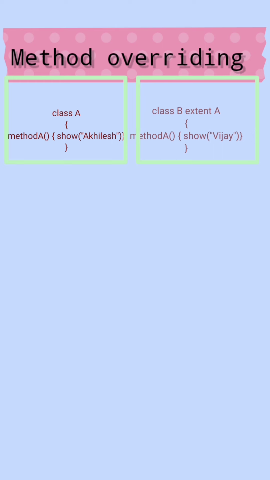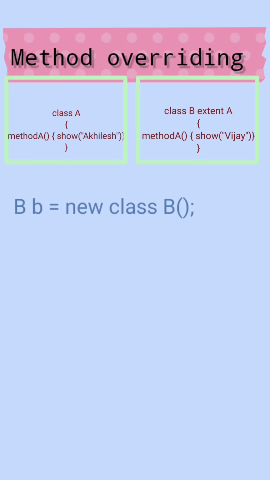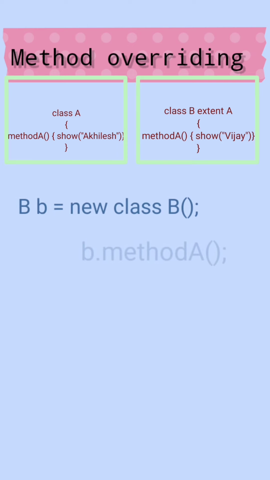To better understand method overriding, let us take an example. We have a class A which contains method A which shows Achilles as a string. We have another class B which extends class A and redefines method A in class B, which shows Vijay as a string. Now if I create an instance of class B and call method A, which method will be called? Method from class A or method from class B? It will call based on the runtime object, which is class B.